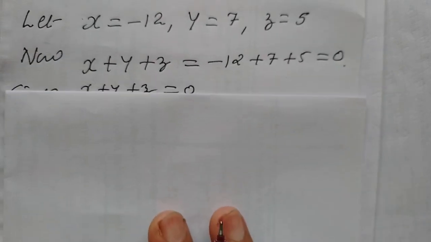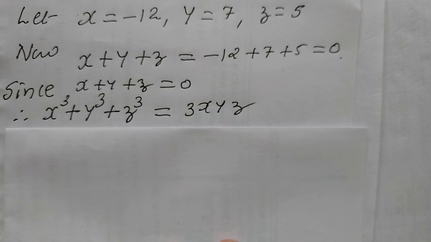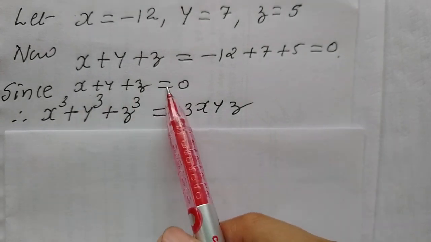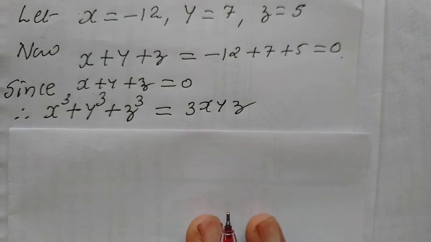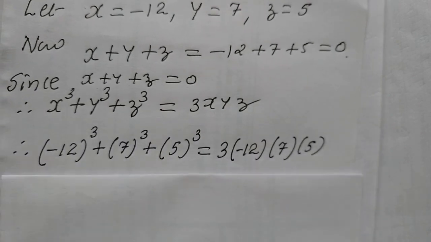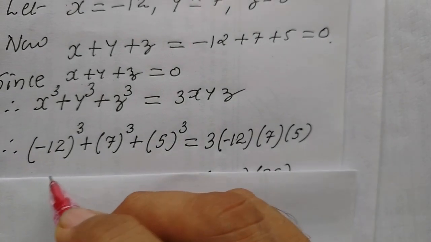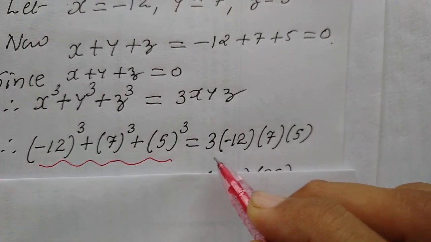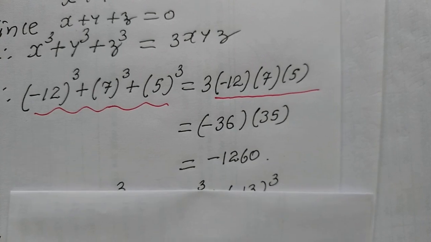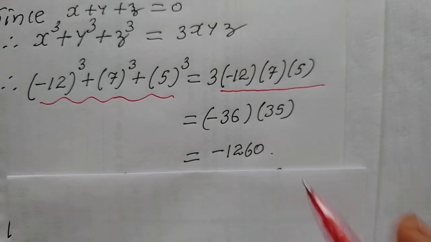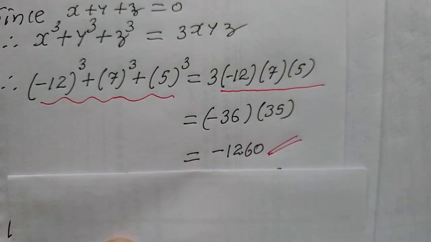Now children, next step. Therefore, x plus y plus z equals 0, therefore this equals 3xyz. Now children, put the values of x, y, z. So now this becomes the question part, and now here this way. Now remove the brackets. The final answer we are getting is 1260. Now children, the second sum, you try yourself. Okay.